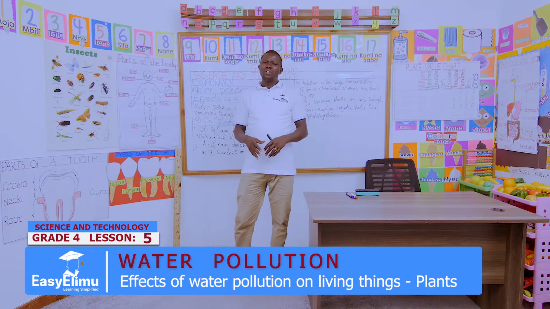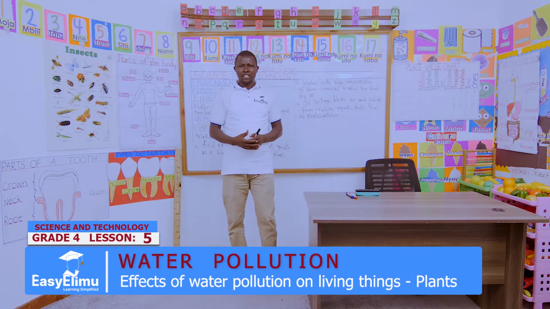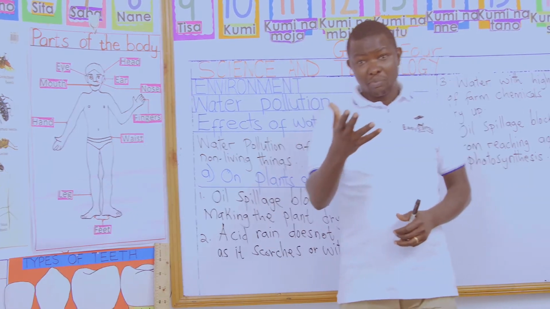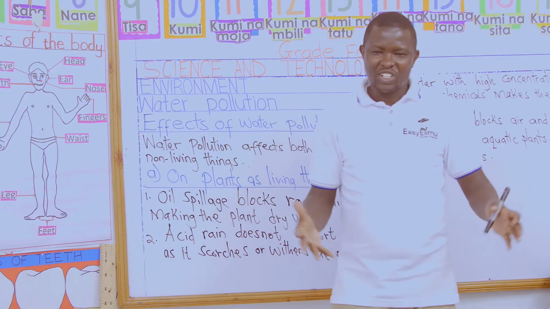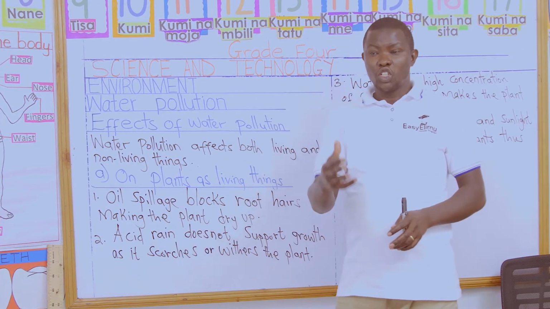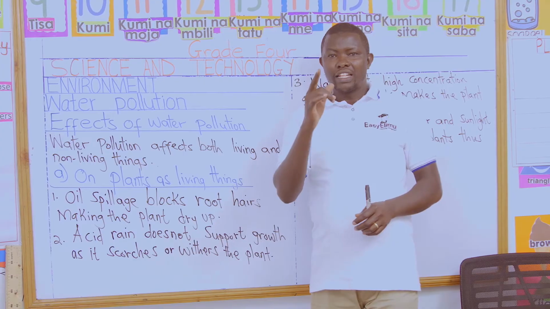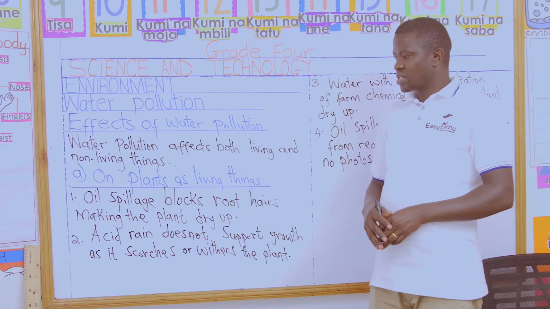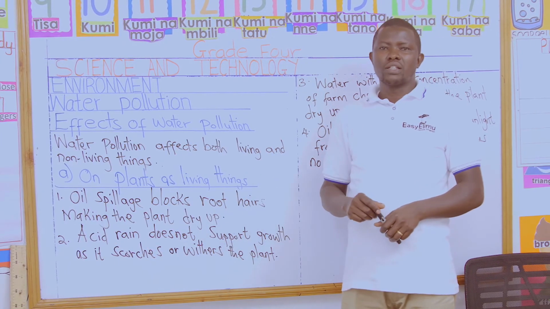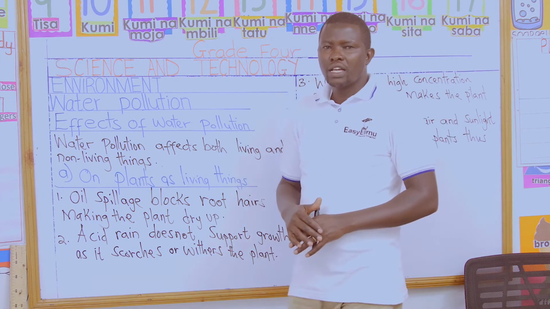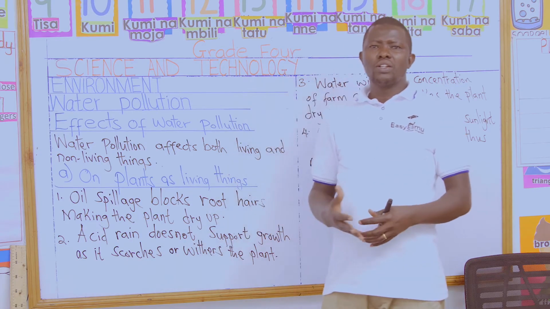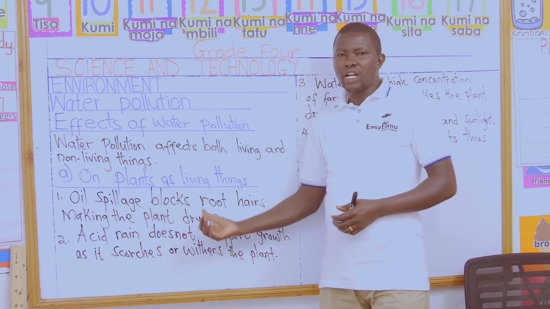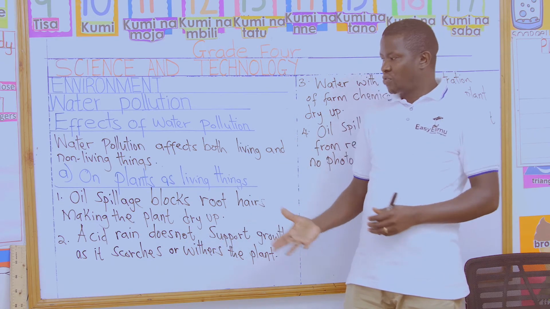So, in our groups now, can we discuss more? What are some of the effects from what we have learned? What are some of these effects of water pollution on plants? From our discussion, we say water pollution, that is the oil spillage, blocks the root hairs of plants. Once it blocks the root hairs, plants cannot breathe, plants cannot make food. So what happens? The plant will dry up because of the oil spillage.